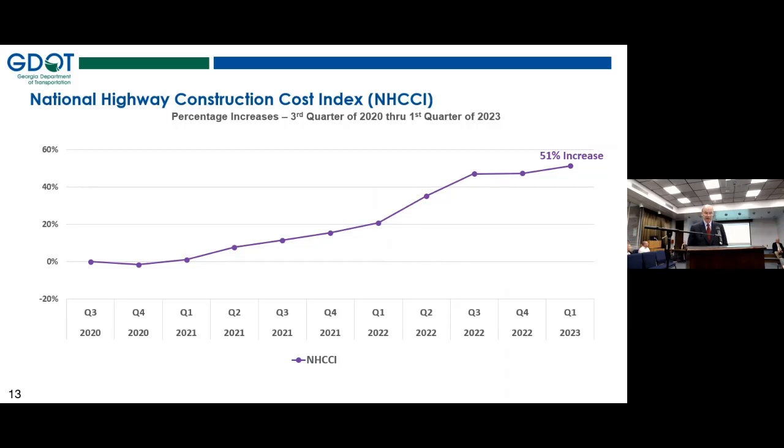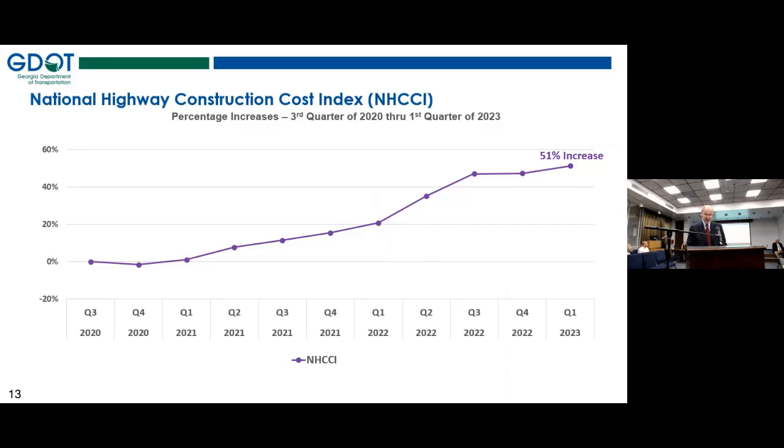So what we've done with this slide is we've taken the change in that index from quarter to quarter, as you see across the bottom of the slide. That goes from the third quarter of 2020 through the first quarter of 2023, and that's calendar quarter. And you can see there's been a 51% increase in that index.